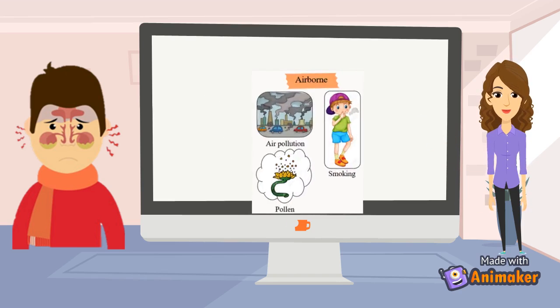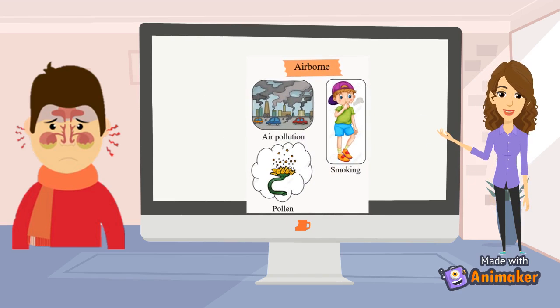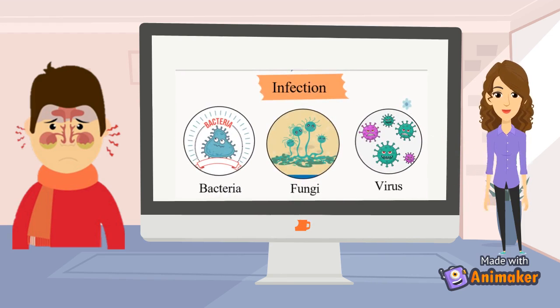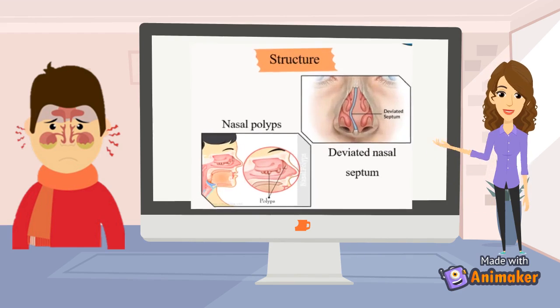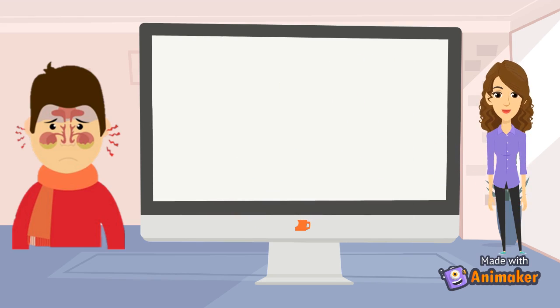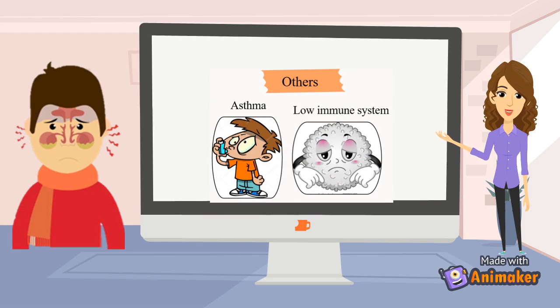First, it may be due to air irritants such as air pollution, which interferes with the airflow of the sinuses, smoking, and pollen, which can enter the sinuses in an allergic person. Sinusitis can also be caused by infection due to viruses, bacteria, and also fungi. Next, the structure of the nose can also cause sinusitis to occur. For example, nasal polyps, where tissue growth in the sinuses can block them, and a deviated nasal septum, which restricts or blocks sinus passages, making the symptoms of sinusitis worsen. Other than that, asthma and a low immune system like AIDS can also lead to sinusitis.